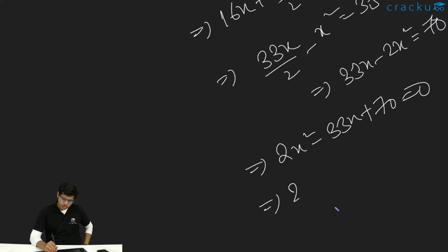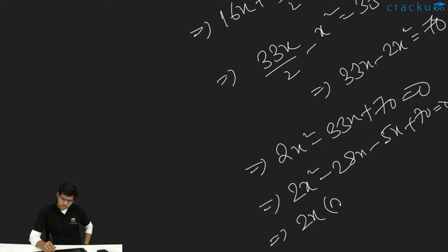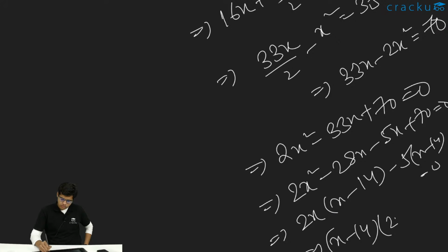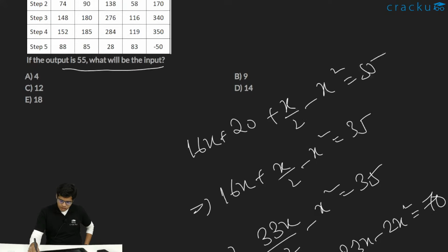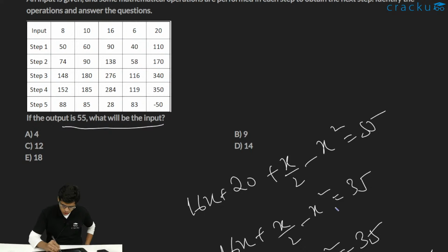Or I can say 2x square minus 28x minus 5x plus 70 equals 0. Or 2x into x minus 14 minus 5 into x minus 14 equals 0. Or I can take x minus 14 as common, so it is x minus 14 times 2x minus 5 equals 0. Or I can say x equals 14. Right? So the input value is x equals 14. So option D is the correct answer.